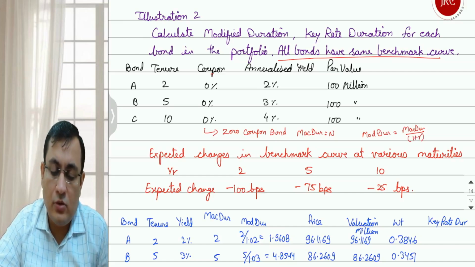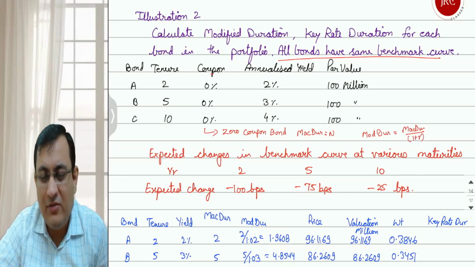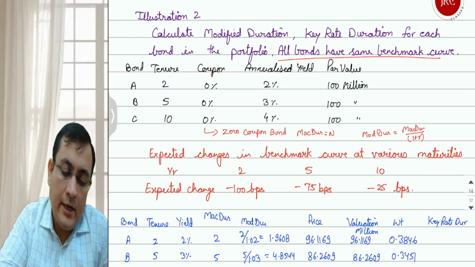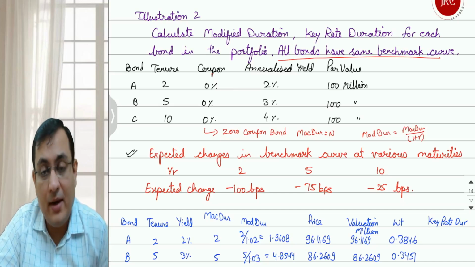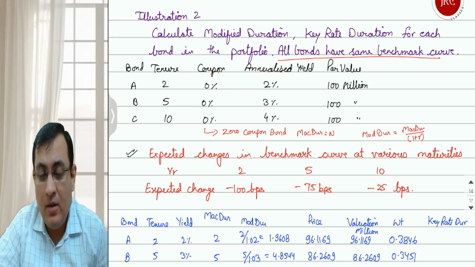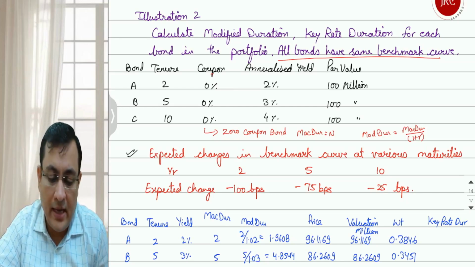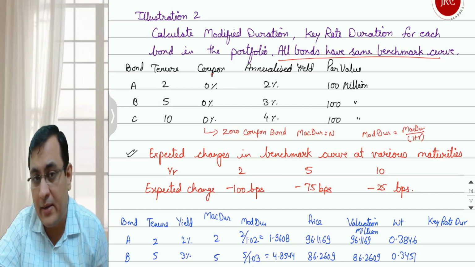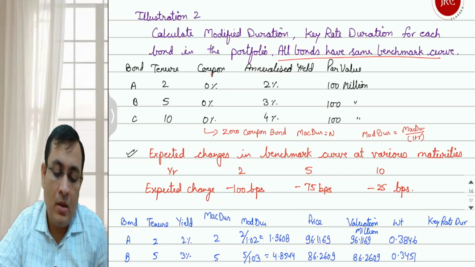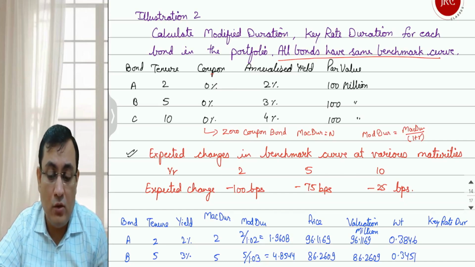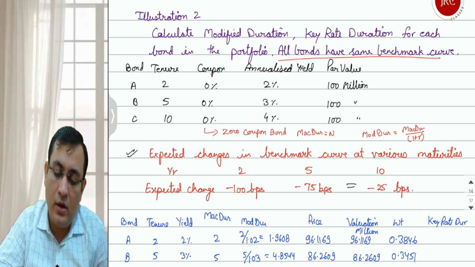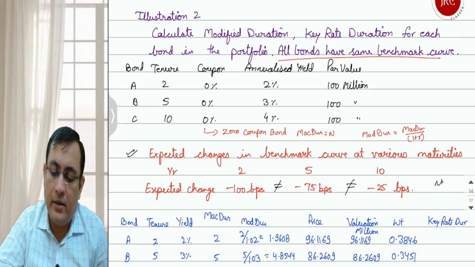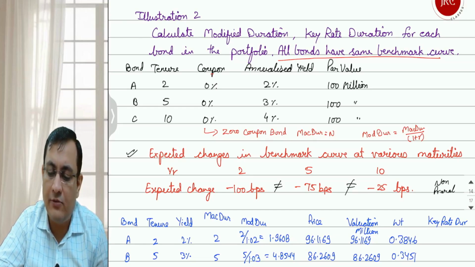Par value is available, so let's start the calculation of modified duration. It also says that your expected changes in the benchmark curve at various maturities are: at the 2-year time, the yield is expected to go down by 100 basis points; at 5-year time, yield is expected to go down by 75 basis points, and at 10-year time, the yield is expected to go down by 25 basis points. Since they are not equal, it is a non-parallel shift.